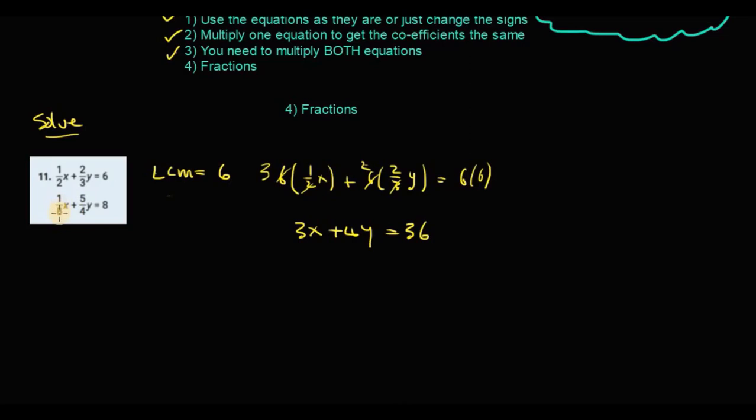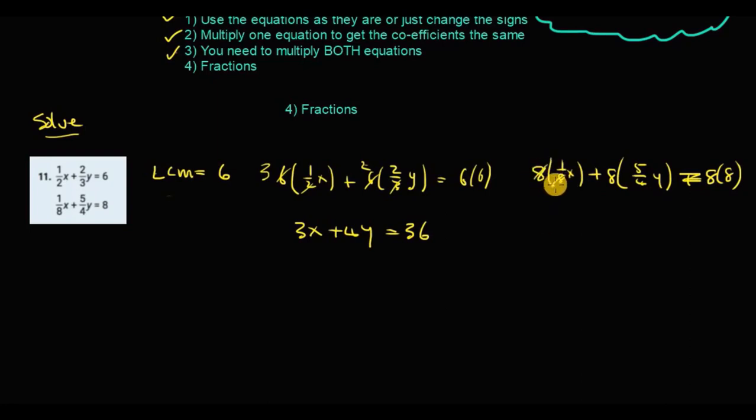Now look at the second equation. 1 over 8x and 5 over 4y is equal to 8. The lowest common multiple here is going to be 8 from the 8 and the 4. I don't need to multiply 8 by 4 to get 32, which will work, but you're going to have much bigger numbers. You don't need it. You're just trying to remove these fractions, and the number 8 will do for both. So let's do this. I'm going to get 8 multiplied by 1 over 8x plus 8 multiplied by 5 over 4y is equal to 8 multiplied by 8.